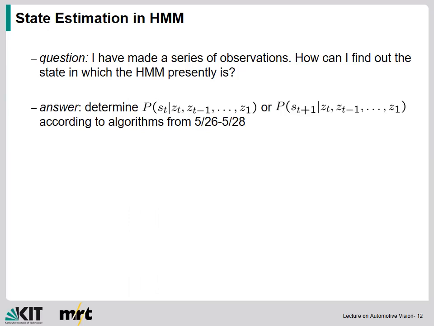The answer to that is we want to determine the probability of the current state, s_t, given the observations z_1 to z_t. So the past up to the present observation. Or we want to make a prediction. So we want to say what is the next state of the vehicle. And, well, we already answered these questions on the slides of chapter number 5. We already derived an algorithm that we can use to calculate these probabilities iteratively.